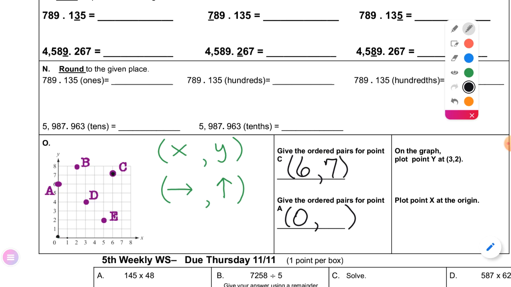Lexi, how far up do I then have to go? So yeah, I go from 0, I go over 0 and up 6. So my ordered pair would be 0, 6.